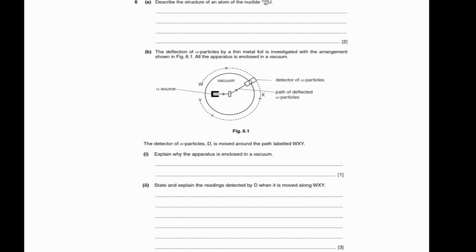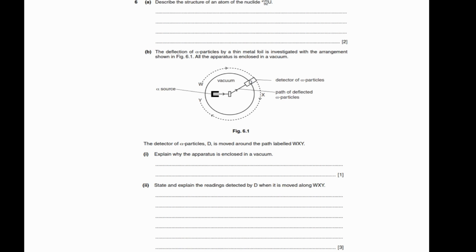So you would say, to prevent the alpha particles from colliding with the air molecules, which may cause them to be deflected or stopped. All right, so that's the answer. Now the next part: state and explain the readings detected by D when it's moved between W, which is here, and then to X, and then to Y.